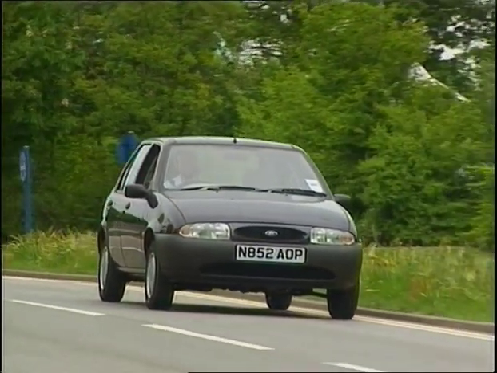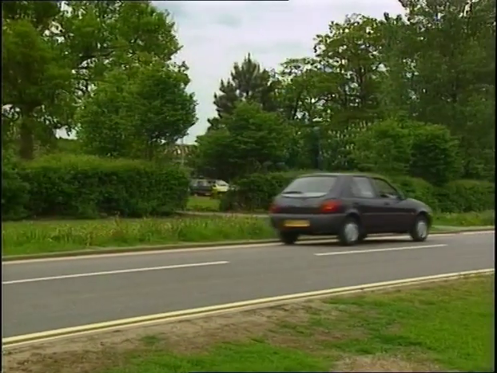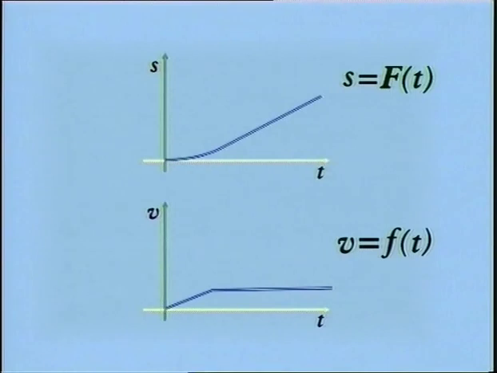This car travels along a straight road. You know that if the displacement s travelled by the car is given as a function big F of time t, then the velocity v of the car is given as a further function little f of t, where little f of t is the derivative of big F of t.